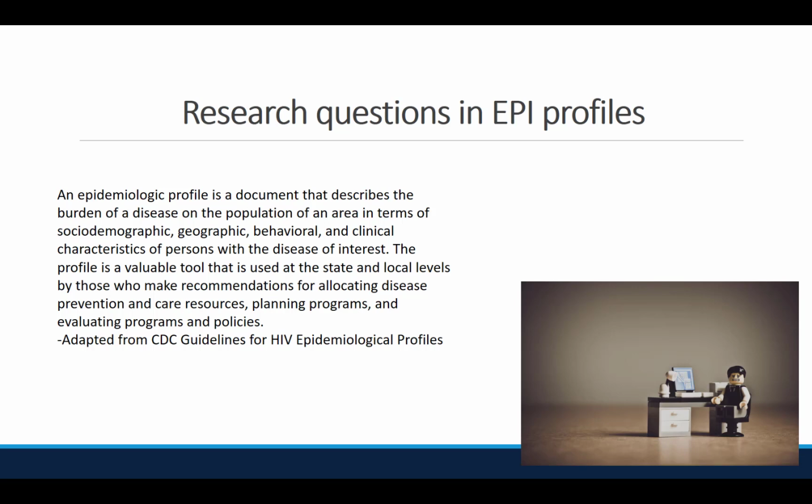Research questions and epi-profiles. Recall the following. An epidemiologic profile is a document that describes the burden of disease on the population of an area in terms of socio-demographic, geographic, behavioral, and clinical characteristics of persons with a disease of interest. The profile is a valuable tool that is used at the state and local levels by those who make recommendations for allocating disease prevention and care resources, planning programs, and evaluating program and policies. This is adapted from the CDC guidelines for HIV epidemiological profiles.